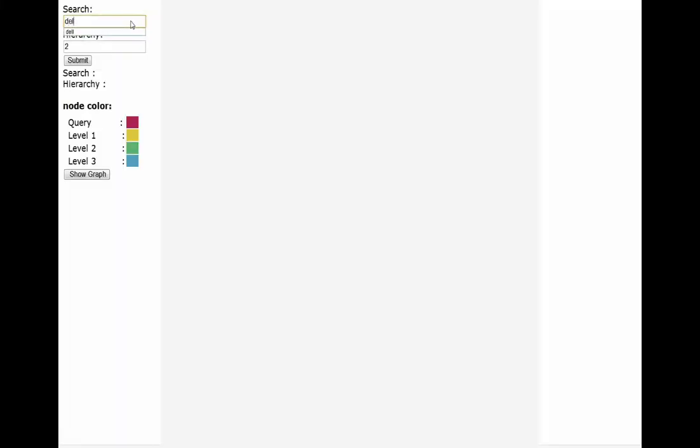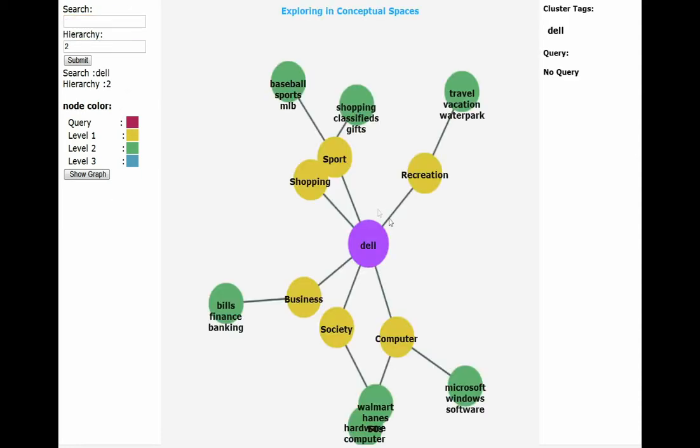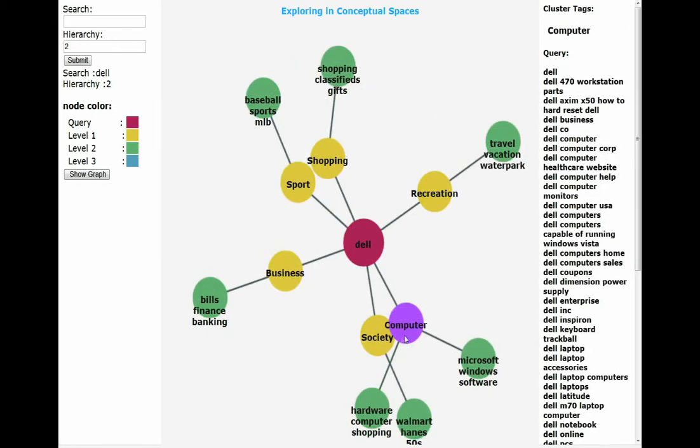Typing Dell in the concept finder, the user can explore the concept spaces with different categories around Dell. For example, if we want to check the computer category, we can find a lot of queries related to Dell in computer, like Dell workstations, Dell Computer Corp.